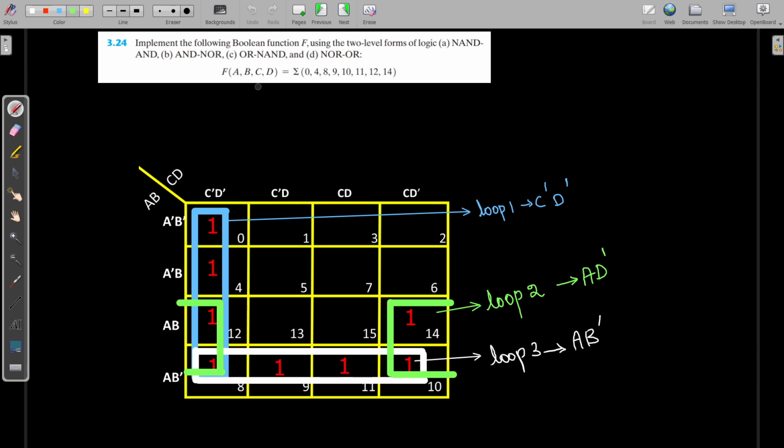So for this f of a, b, c, d, sigma 0, 4, 8, 9, 10, 11, 12 and 14, we have marked the ones. I am not going into the details because it will take a lot of time, and if you want to know how to simplify or how to apply this in the K-map, you can refer to the earlier videos regarding K-map. Here we have this many ones and we have grouped them as three loops, loop 1, loop 2, loop 3, and we got the expression c dash d dash, a d dash and a b dash.